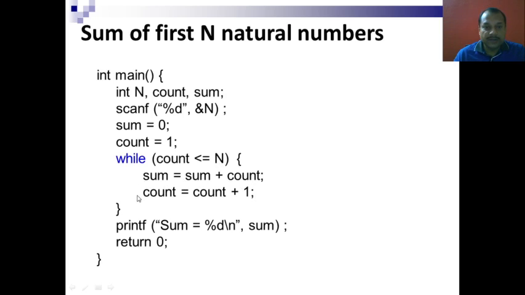So count increment is for controlling the loop, but the actual statement is this one, sum equals sum plus count. This way it doesn't matter what the size of n is, it will keep on iterating and looping, and this much is your complete code. And from that point of view, it is advantageous.